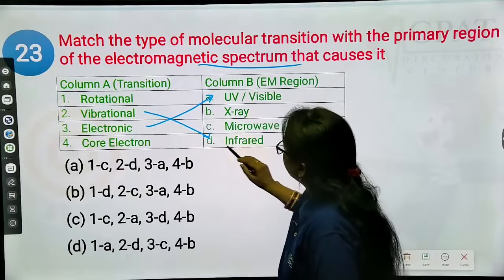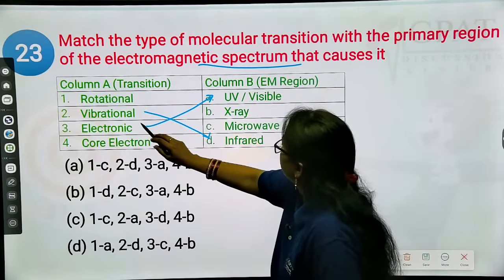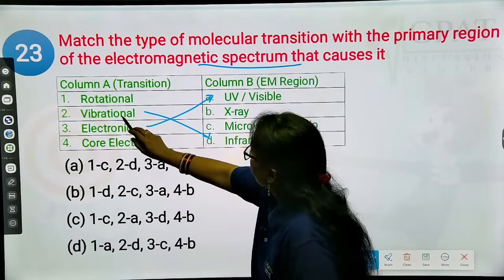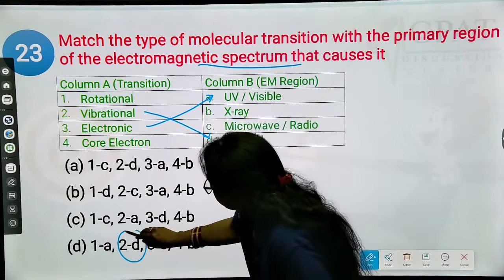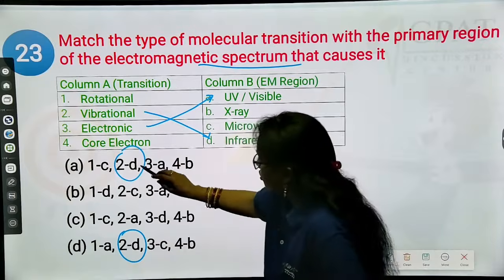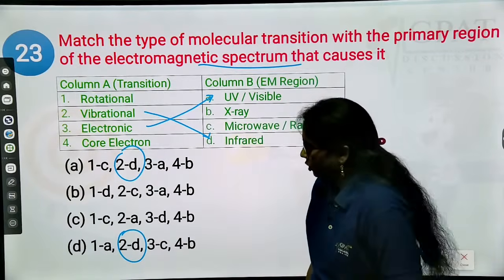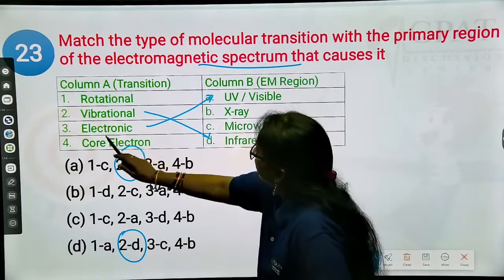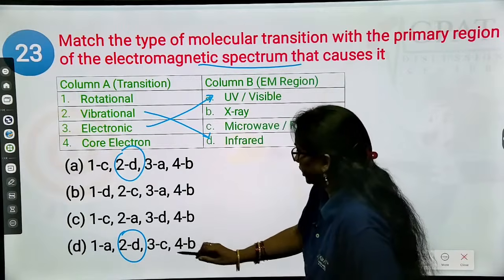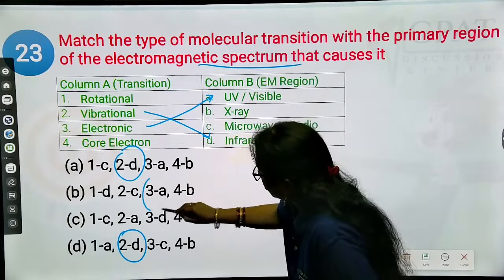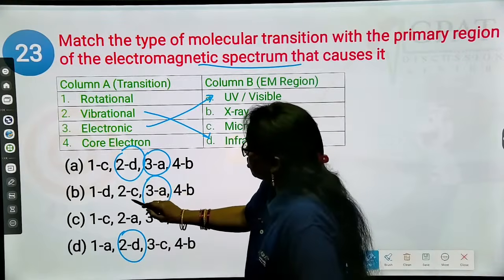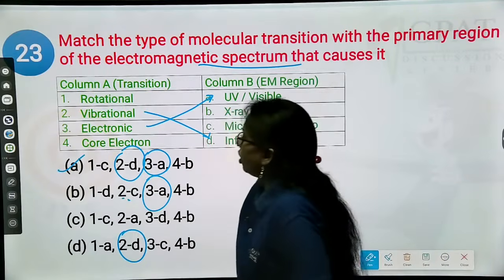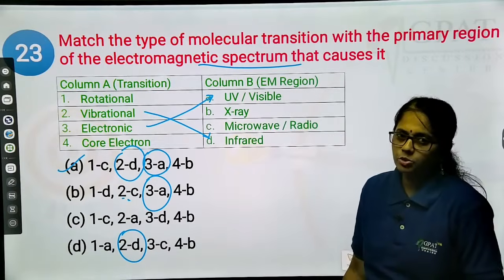So, 1D and vibrational 2D. Okay. So, where is the 2D? Option A has 2D as well as option D also has the 2D. So, let us check electronic 3A, right. So, where is the 3A? Here also 3A, here also 3A, but this is not the right answer. So, option A is going to be the right one.